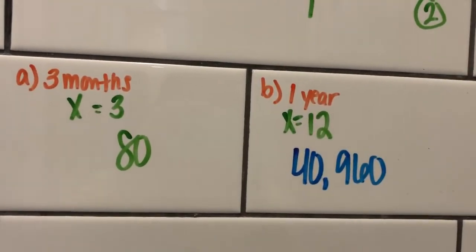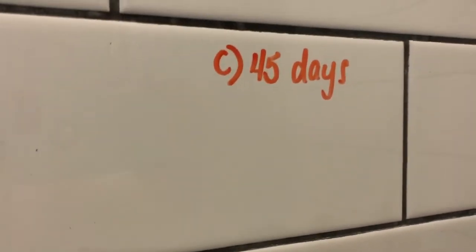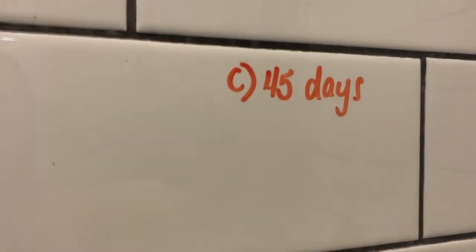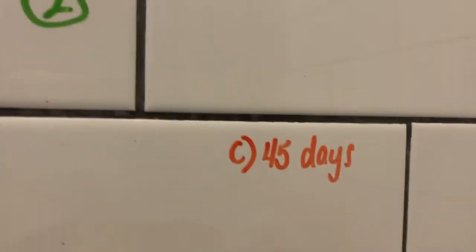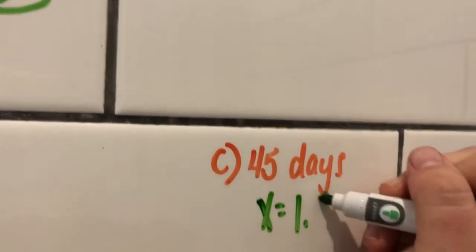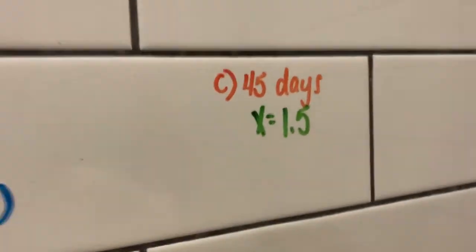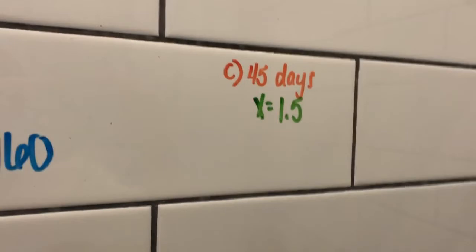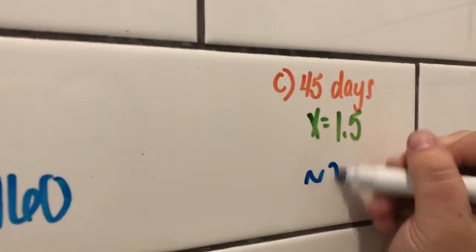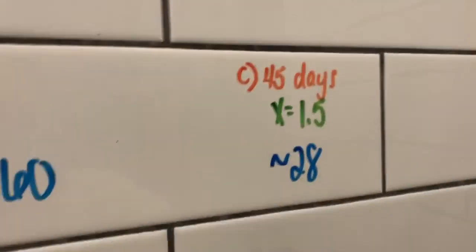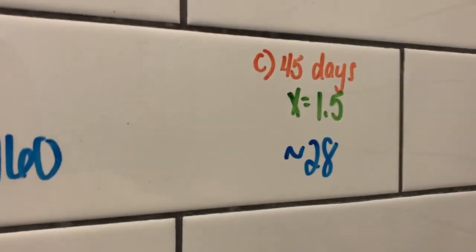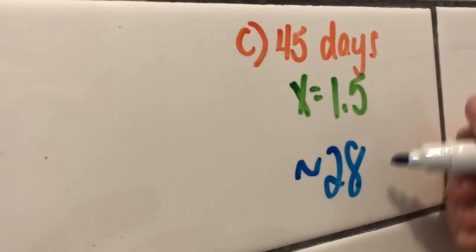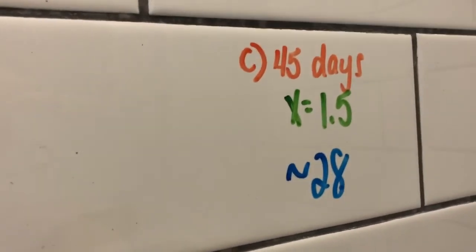And now for 45 days, last but not least, and then we will be done. For 45 days, I'm looking to break that into months. Well, 45 days is equal to 1.5 months. About, if we said a month is 30 days. So we'll say about 1.5 months. And when I plug that into my calculator, I'm left with about 28 mealworms. I think it was 28.28, and I felt bad giving part of a mealworm, so I just said about 28.